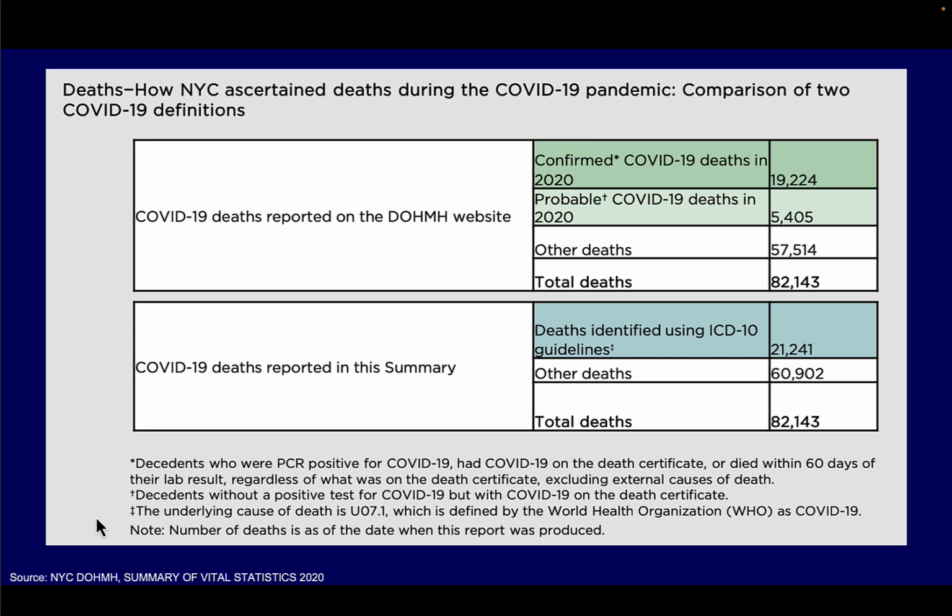Probable COVID-19 deaths were those that did not have a positive COVID-19 PCR test, but who had COVID-19 listed on the death certificate. And this identified an additional 5,405 COVID-19 deaths, giving a total of 24,629. And the bottom table is COVID-19 deaths as determined from the underlying cause of death on the death certificate.